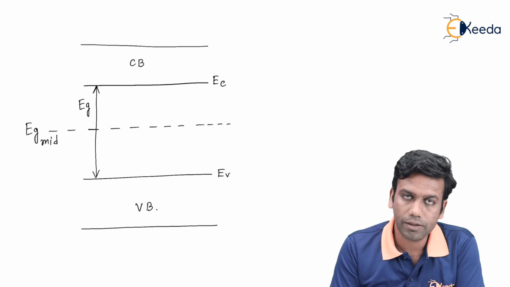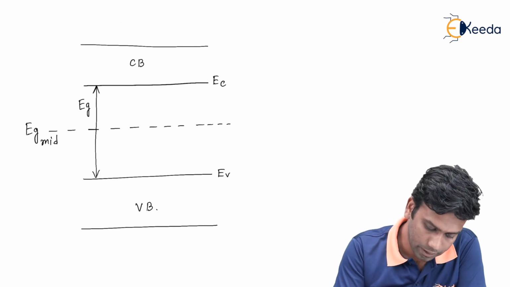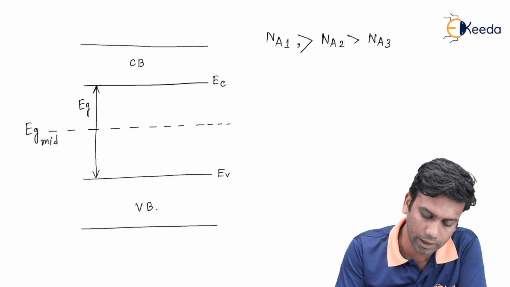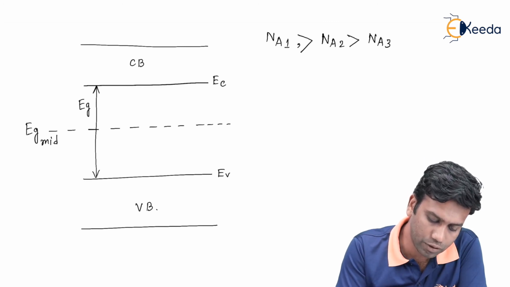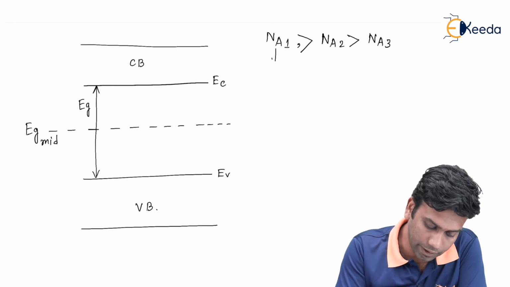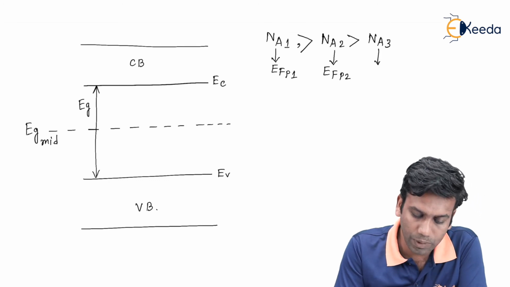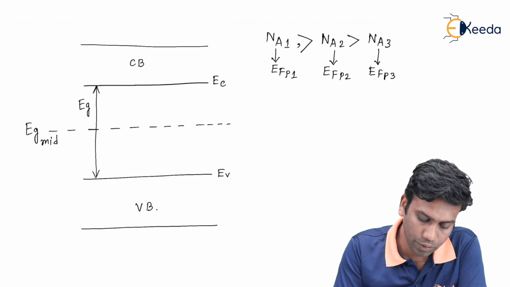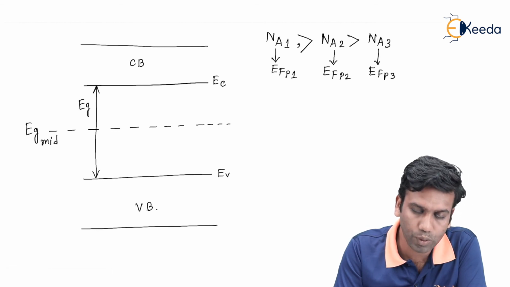So let us take three different doping concentrations in the p type, that is Na1, Na2 and Na3, such that Na1 is greater than Na2 and Na2 is greater than Na3, and also define that for this doping concentration Na1, the Fermi level position is EFP1, and for Na2 the Fermi level position is EFP2, and for the doping concentration Na3 the Fermi level is EFP3. So let us draw this EFP1 and EFP2 and EFP3.